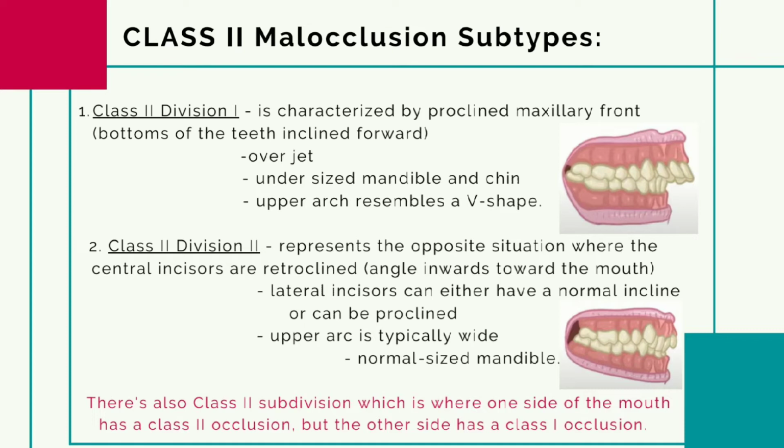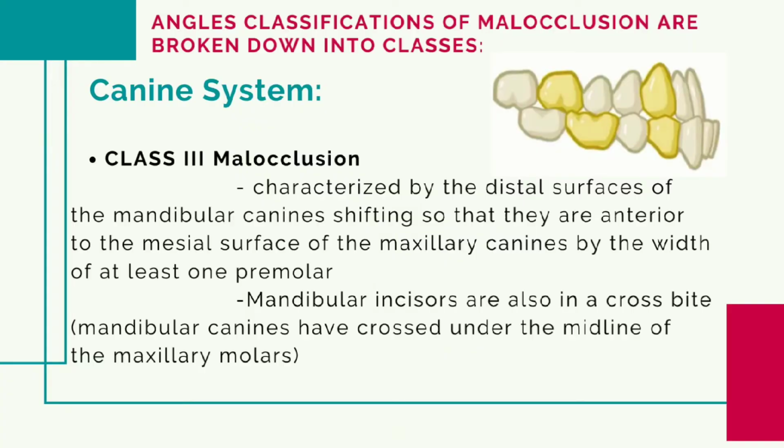Class 2 division 2 represents the opposite situation where the central incisors are retroclined, or angled inwards toward the mouth, and the lateral incisors can either have a normal incline or can be proclined. The upper arch is typically wide and affected individuals have a deep overbite, usually in the setting of a normal-sized mandible. There's also Class 2 subdivision, which is where one side of the mouth has a Class 2 occlusion, but the other side has a Class 1 occlusion.